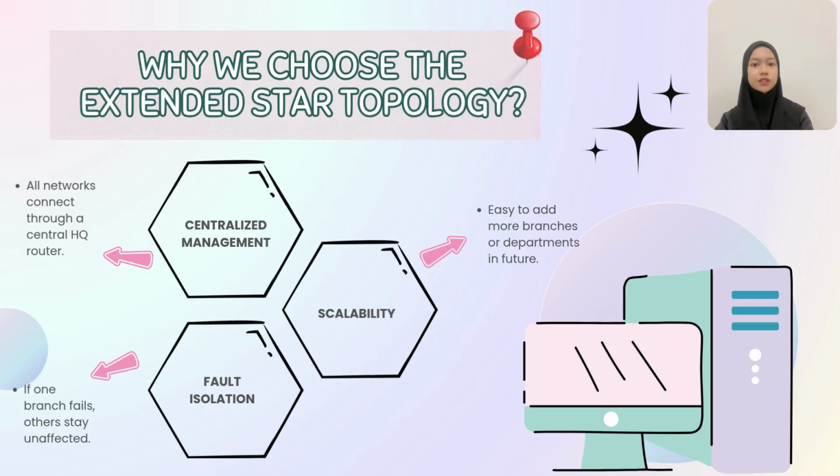Now, I will explain why we chose the extended star topology for our project. The first one is centralized management. All networks are connected through one central HQ router in the middle, and this makes it easier for us to monitor, manage, and control the whole network from a central point.